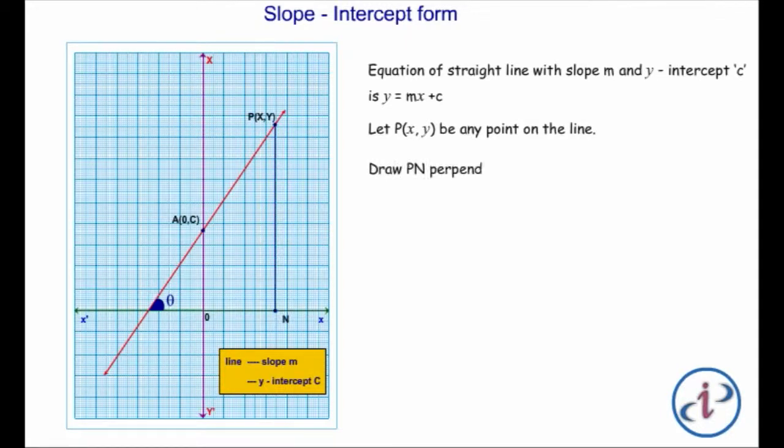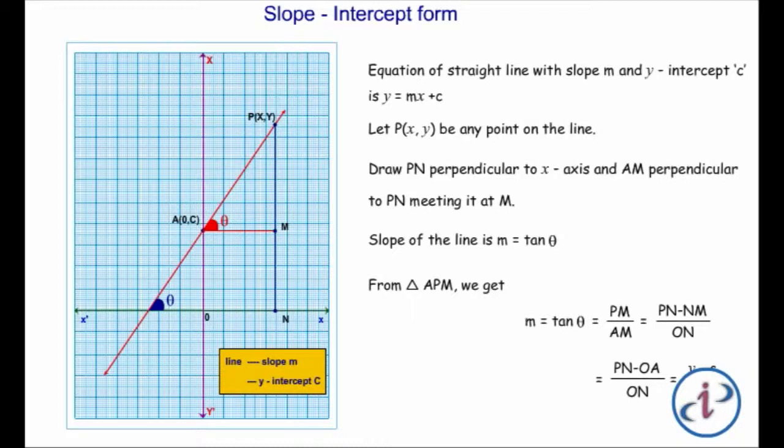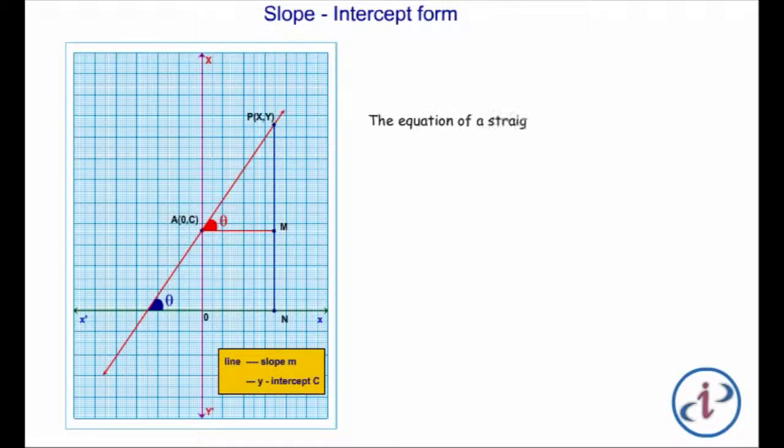Now we draw PN perpendicular to the x-axis. Draw AM perpendicular to PN so that it meets at M. Thus, the slope of the line is m = tan theta. From triangle APM, we see that tan theta is equal to PM by AM. Also, PM is equal to PN minus NM and AM is equal to ON. In other words, (PN - NM)/ON is equal to (y - c)/x. Rewriting, we have y - c = mx, or y = mx + c. Hence, the equation of a straight line with slope m and y-intercept c is y = mx + c.